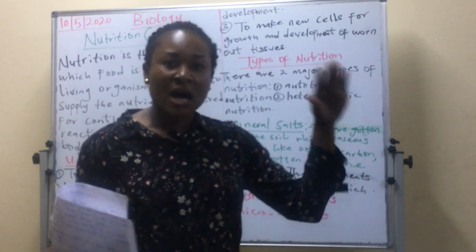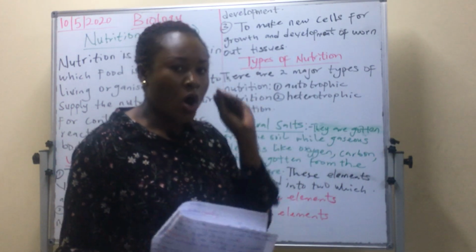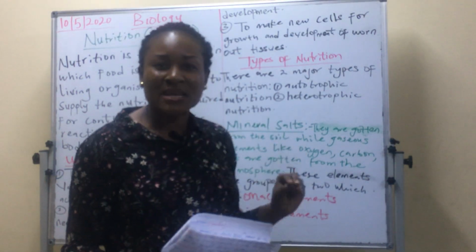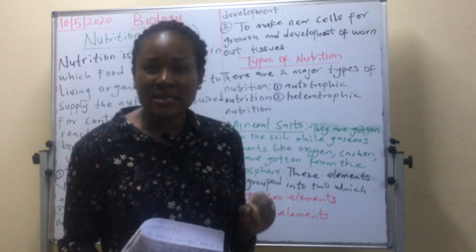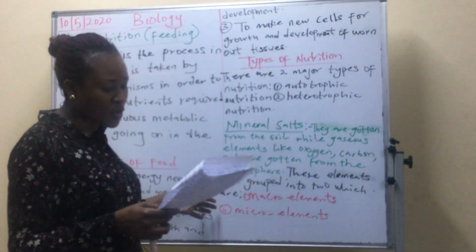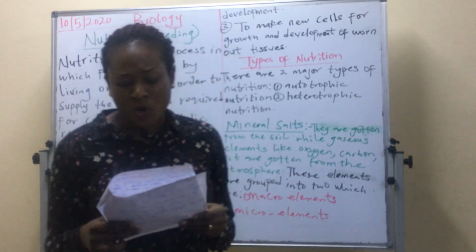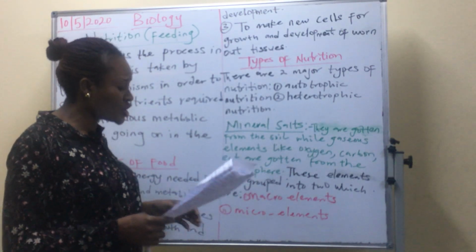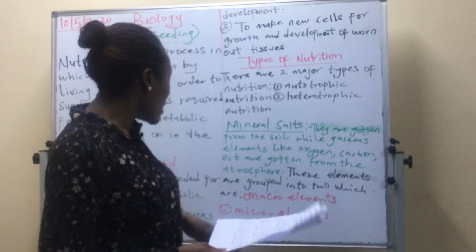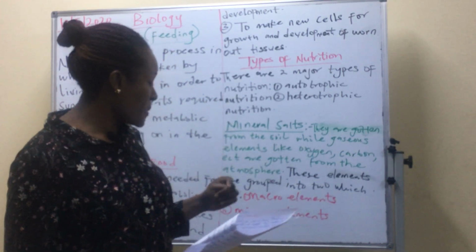And these gases or elements are grouped into two: macro elements and micro elements. Macro elements are elements required by plants in large quantity. Examples of these macro elements are your nitrogen, your phosphorus, your oxygen, your hydrogen, your carbon, your sulfur, and your iron. Now we have another element required by plants to be able to make their own food.